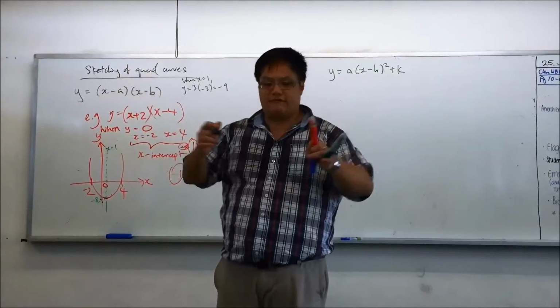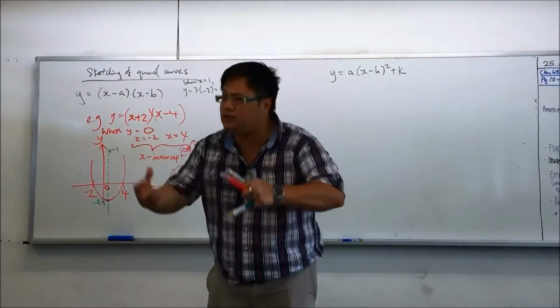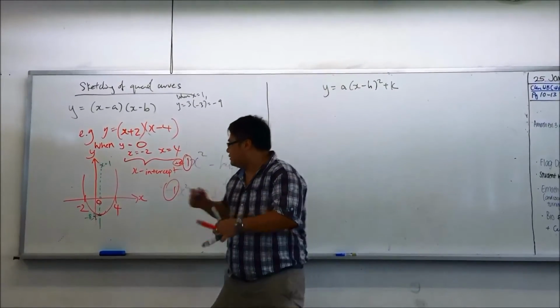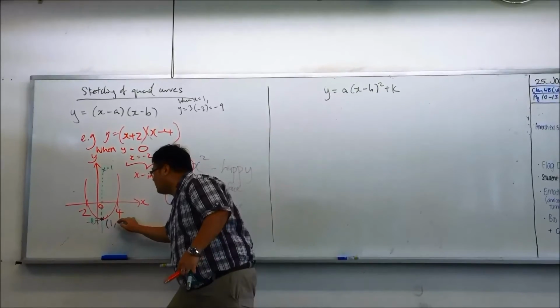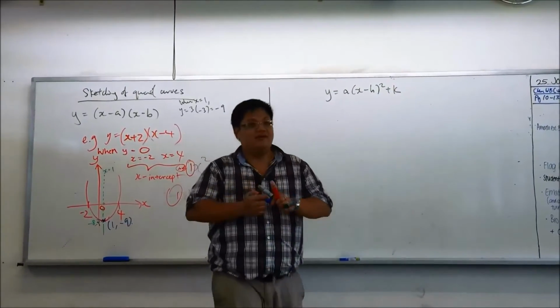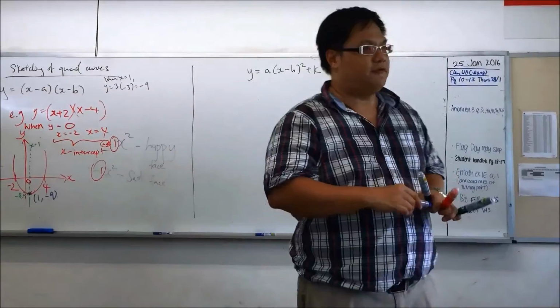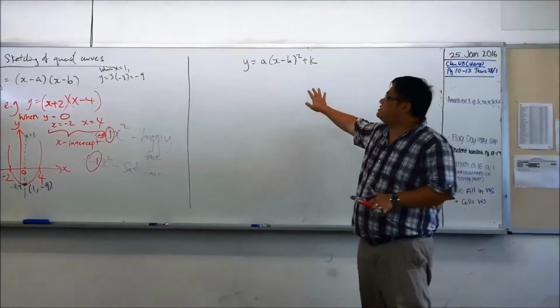Everybody clear? If I were to move on, I ask you, what are the coordinates of the turning point of this graph? The coordinates will be (1, -9). Is that alright? That was what we did in the previous lesson. For today's lesson, I'm going to talk about graphs of this nature.